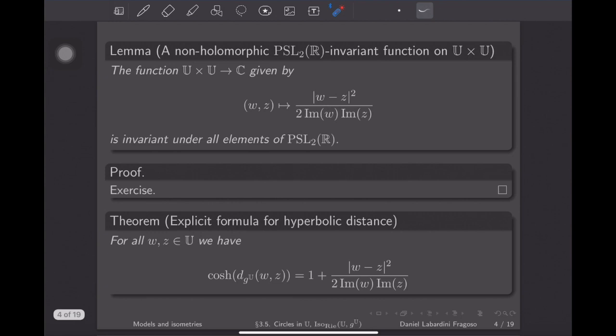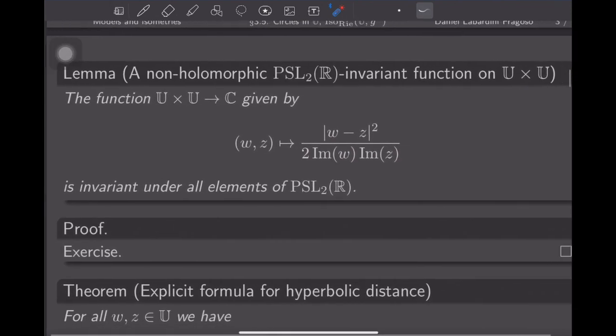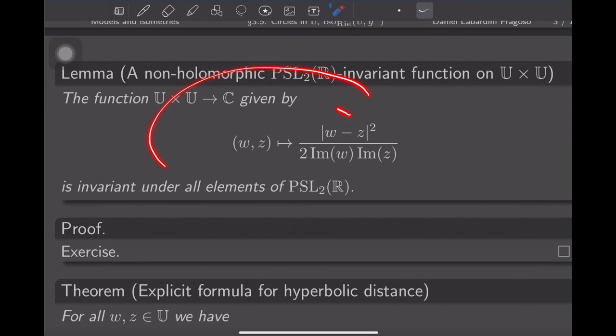For that, I'm going to first establish an explicit formula for the distance, similar to what I did in the hyperboloid. And to do that, I need this lemma, which is that this function is invariant under PSL2R. And what I mean is the following. This is just the norm of complex numbers, so norm squared, and of course these are imaginary parts.